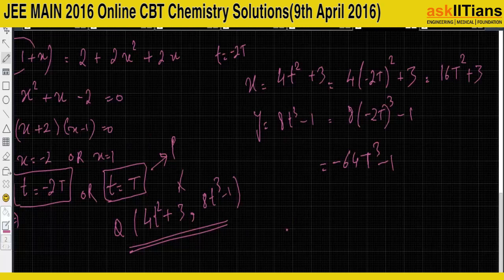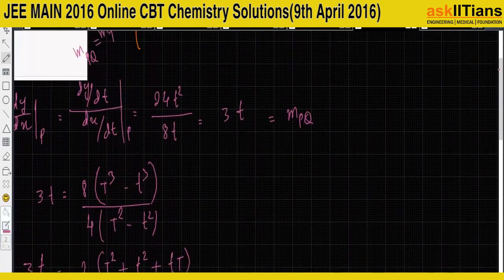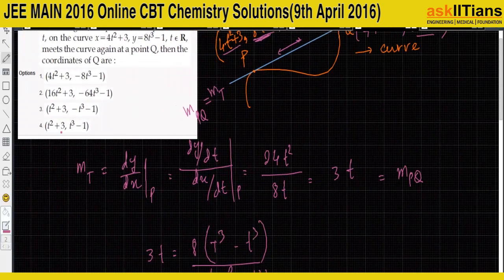So the final answer will be 16 T square plus 3. Again, in terms of small t only we can represent this. Or maybe capital T, keep it as it is, and minus 64 T cube minus 1. So this will be your final answer, right? So here what is the correct answer? The correct option will be option B, 16t square plus 3 and minus 64t cube minus 1. Again these are parametric coordinates, so you can replace capital T with small t. All right, easy question.